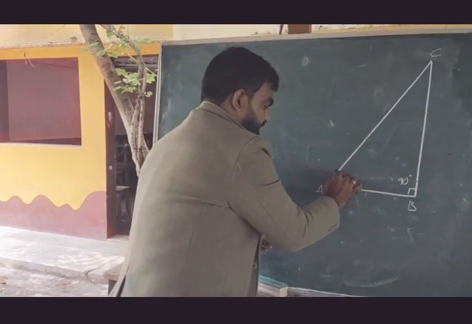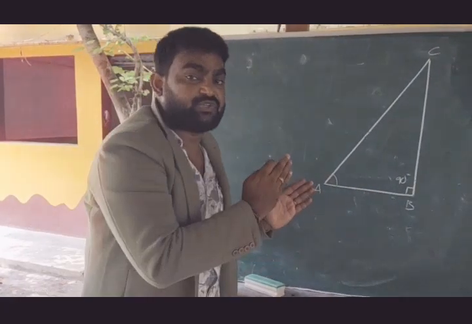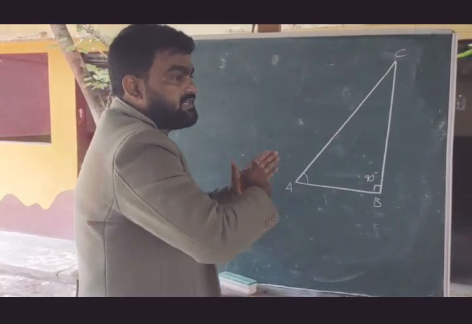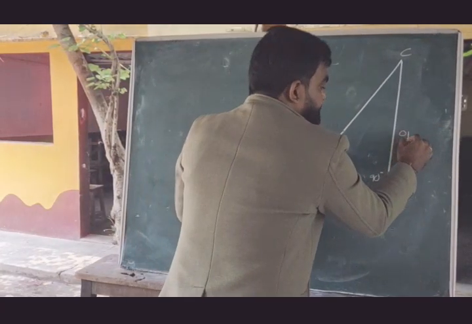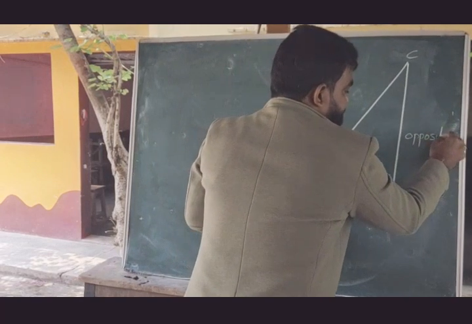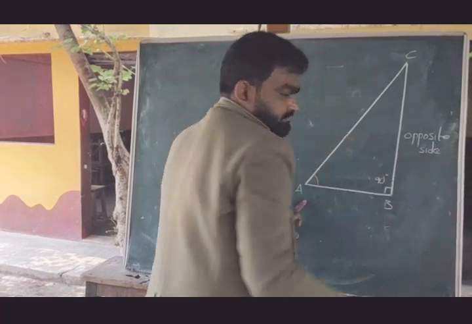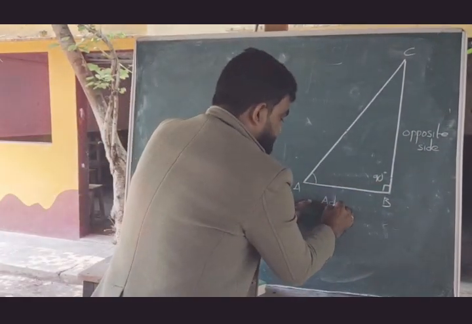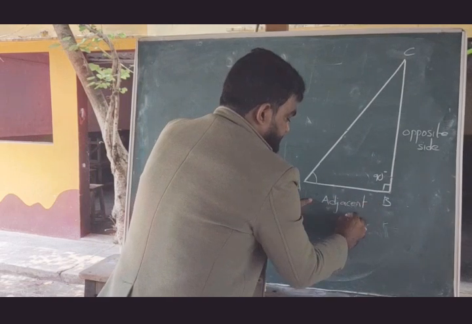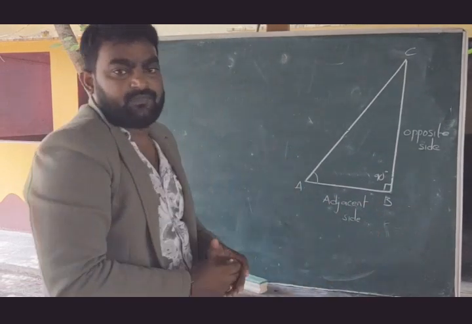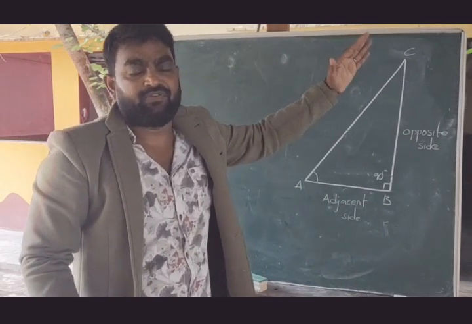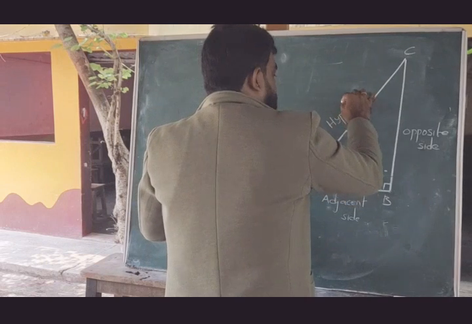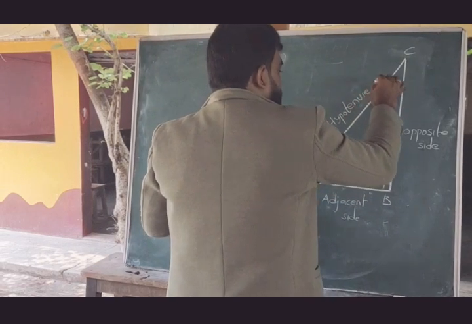Now, first you consider A. With respect to A in this right angle triangle, the side which is opposite to A is nothing but the opposite side. And the side which is adjacent to this is the adjacent side. And the longest side of a right triangle is nothing but the hypotenuse. This is the hypotenuse.